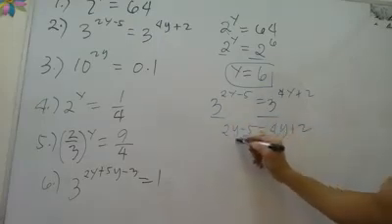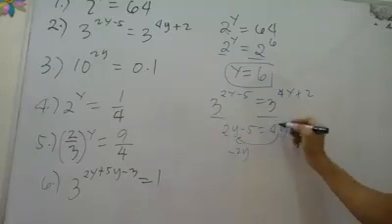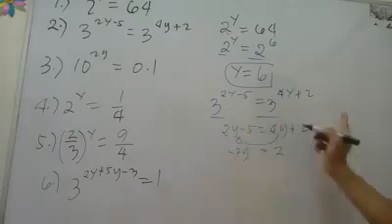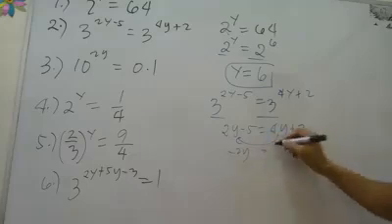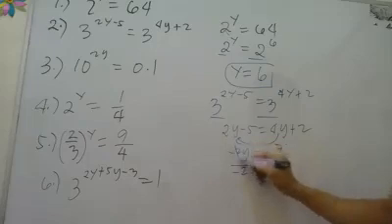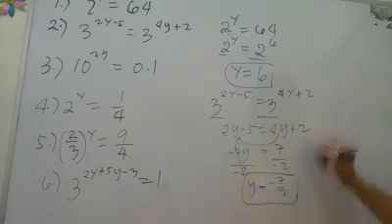Now, transpose this one. We have negative 2y, because 2y minus 4y becomes negative 2y. So that's negative 2y is equal to 2, and transposing negative 5 to the other side becomes 5, so that's 7. Then divide by negative 2. So y is equal to negative 7 over 2. That's the value of y.